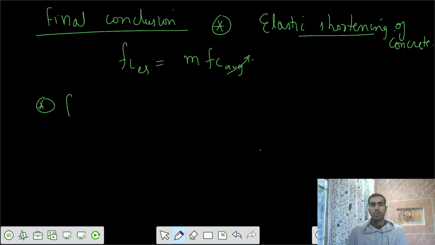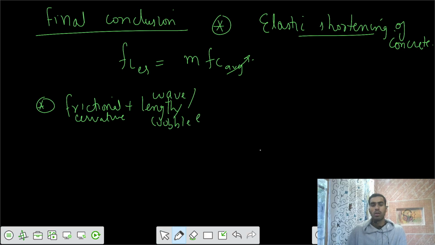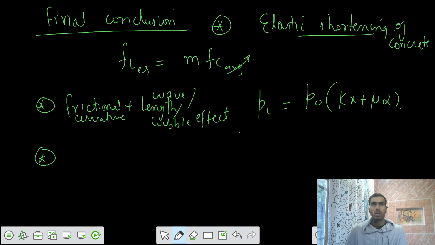One more is friction loss. This is actually friction loss, that is the curvature effect, and one more effect was there, the length effect, which we can also call the wave effect or the wobble effect. So its equation was: loss of stress equals initial pre-stress times (kx plus mu alpha). And one more was the anchorage slip.